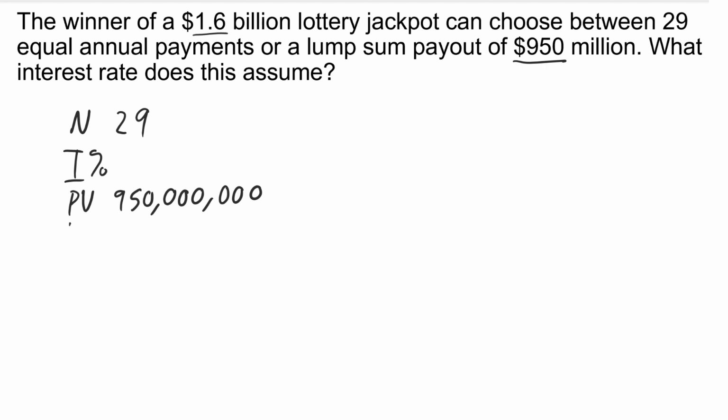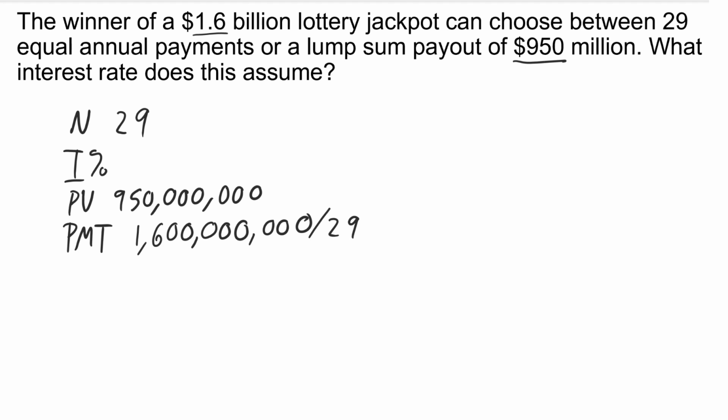All right, the payment. So the payment is the amount of money you would receive every year. And so the payment is the 1.6 billion, so that's $1,600,000,000. It's a whole lot of zeros. So that is $1.6 billion divided by 29. So those are the payments. The amount of money you would get each year, splitting that 1.6 billion up over 29 payments.